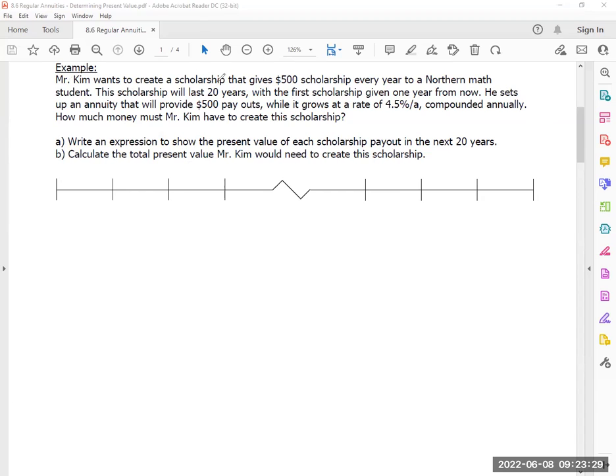So Mr. Kim wants to create a scholarship that gives $500 every year to a Northern math student. That was one of my dreams, actually, to create a scholarship for like 10 or maybe 20 years. I think it's doable. And I would have done it based on money I might have raised, dabbling in cryptocurrencies and NFTs and stuff like that last year when it was trying to get really big. But life is catching up and it's getting really hard.